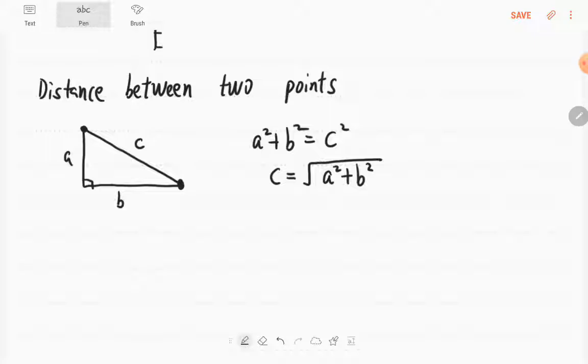Of course, if you solve the equation, you should have a plus or minus sign, but since this has geometric meaning, C must be a non-negative number, so it must take the positive root here. Okay, so we use this idea.